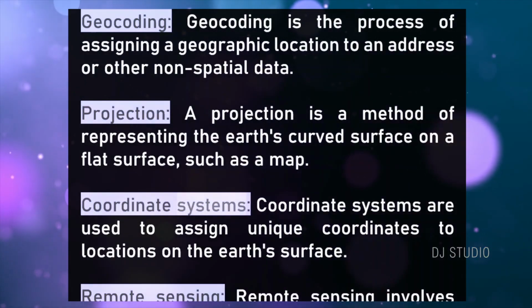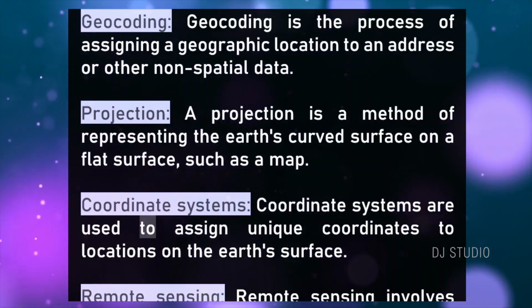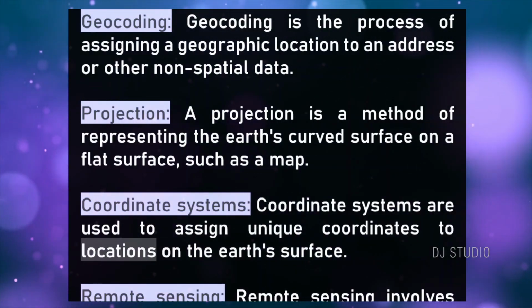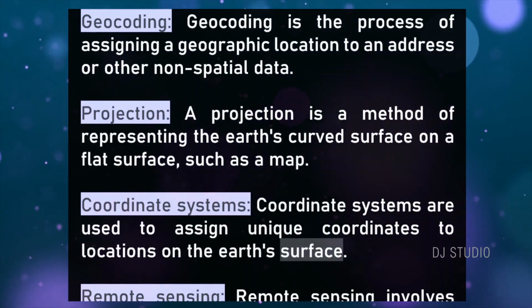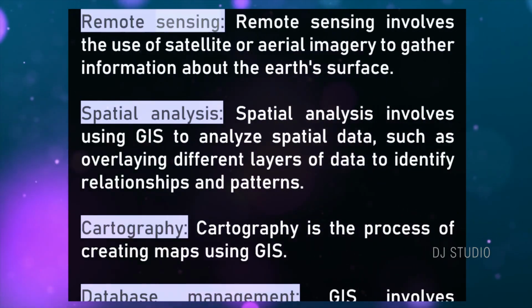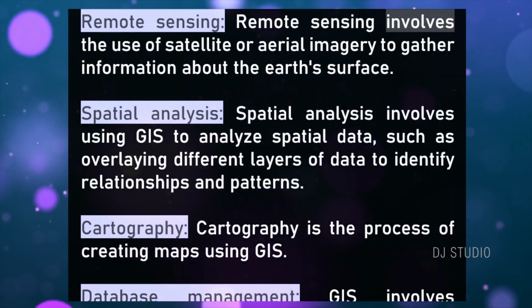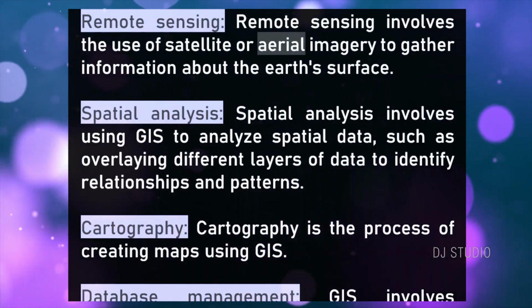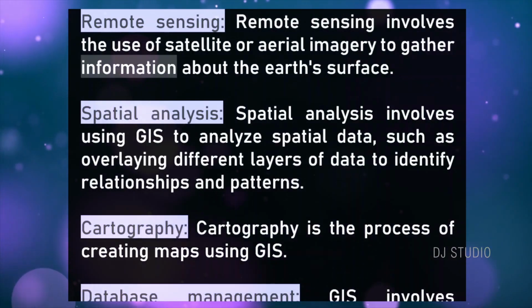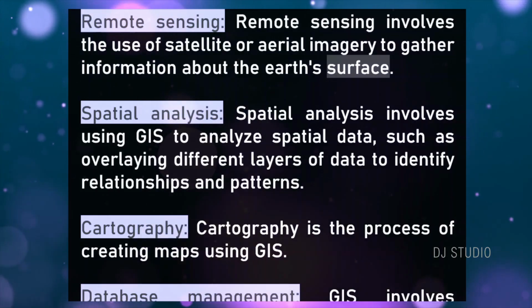Coordinate systems. Coordinate systems are used to assign unique coordinates to locations on the Earth's surface. Remote sensing. Remote sensing involves the use of satellite or aerial imagery to gather information about the Earth's surface.